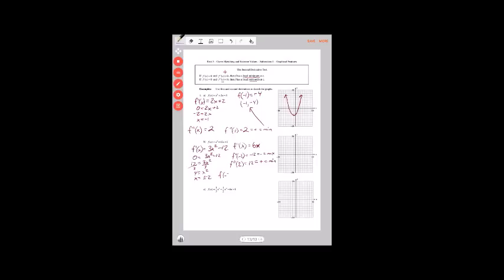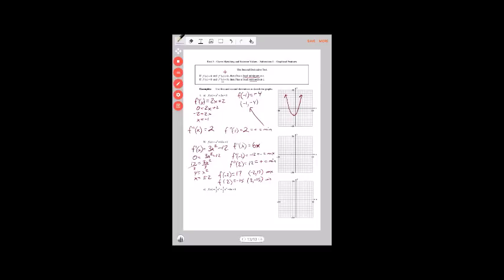Okay, so we need to figure out the y coordinates. So f of negative 2 was 17. And f of positive 2 is negative 15. So this point here, we get negative 2 and 17, and positive 2 and negative 15. The negative 2, that was a max. And the positive 2 was a min.